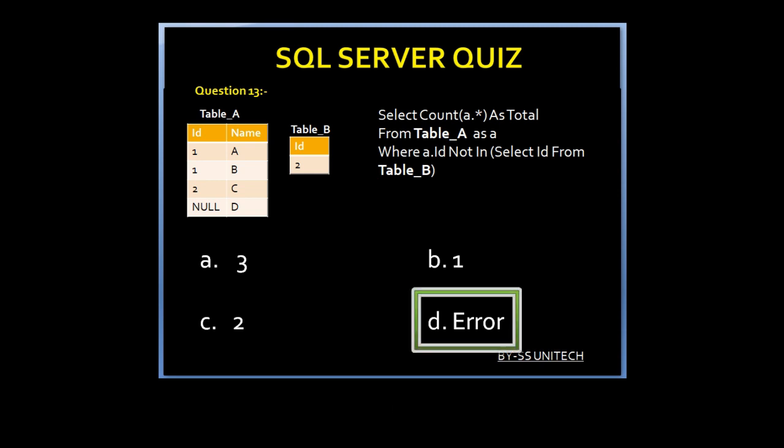So time up. Option D is true. As we cannot use an alias name with the star operator while using it inside aggregate functions. So let's move to another question. This is your question and your time starts now.